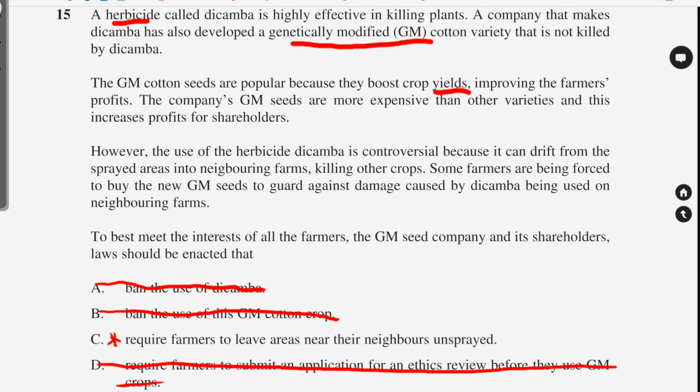And this is probably why this was quite a poorly answered question across the state, because again, the idea of banning these things isn't necessarily going to work. Banning doesn't always work. And I think most people probably thought, well, you need an ethics review, because when you are talking about genetically modified crops and things like that, you usually need to take into account the ethical considerations. So that is why I can understand why people had trouble with this question, but C is going to be the best answer.